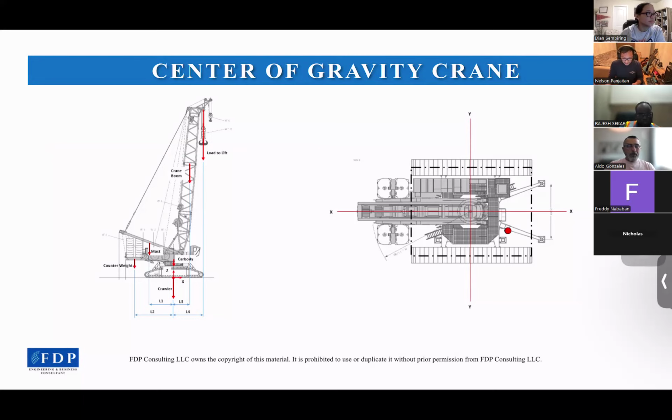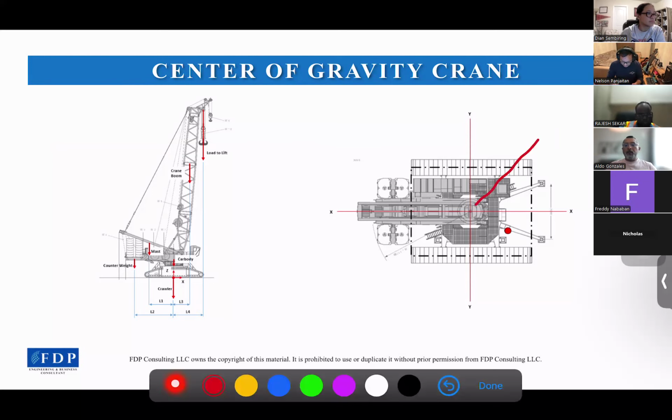It depends on which load is dominant, either the load to lift or the counterweight itself. So, for example, if the boom direction is to here, then the counterweight will be here, correct? Now the COG must be on this line. It can be here or here. It depends on which load is more dominant, either the load here or the counterweight itself.